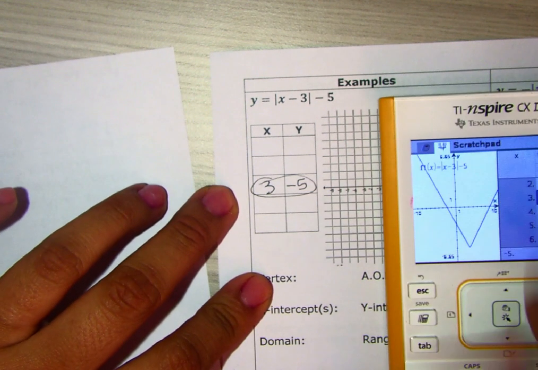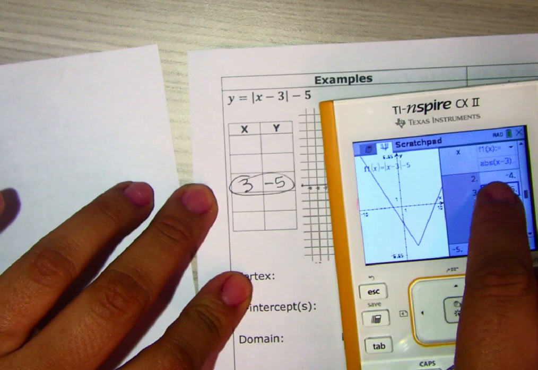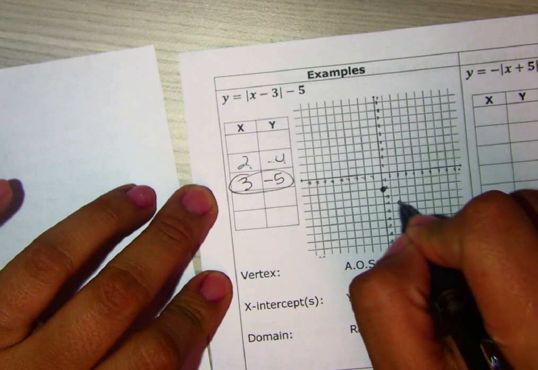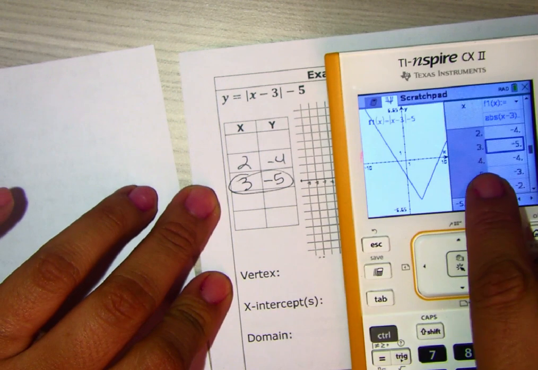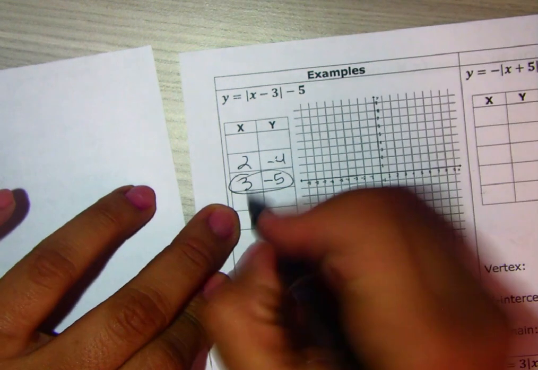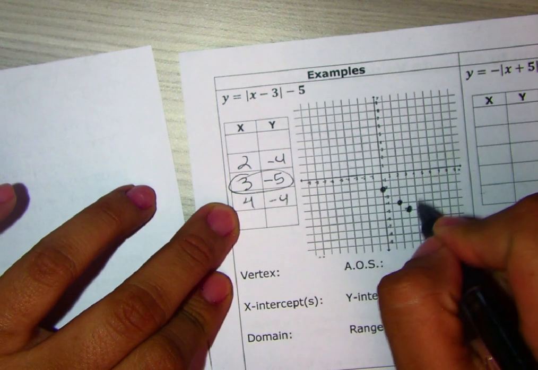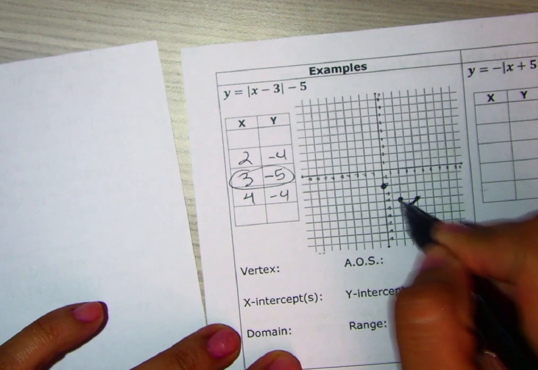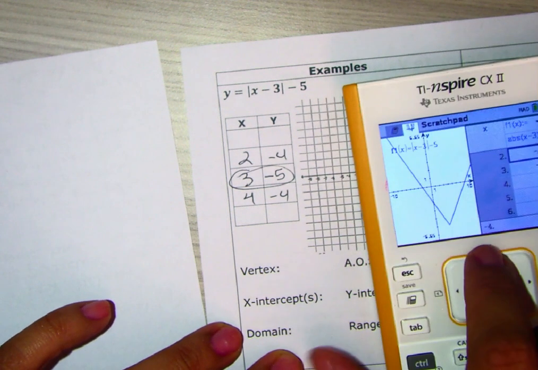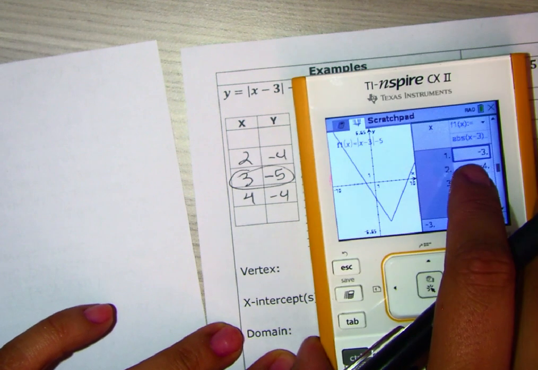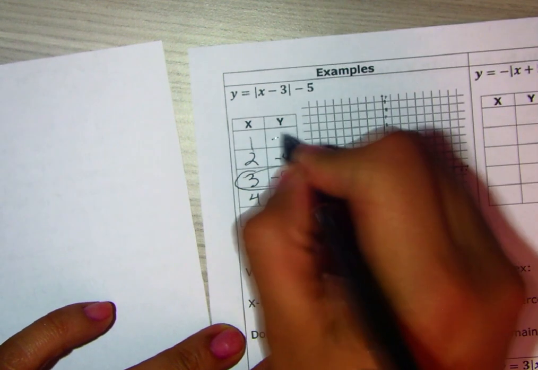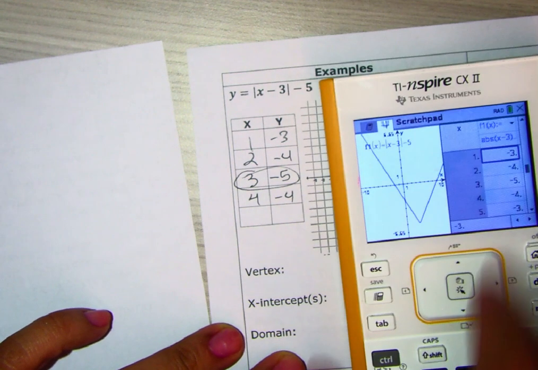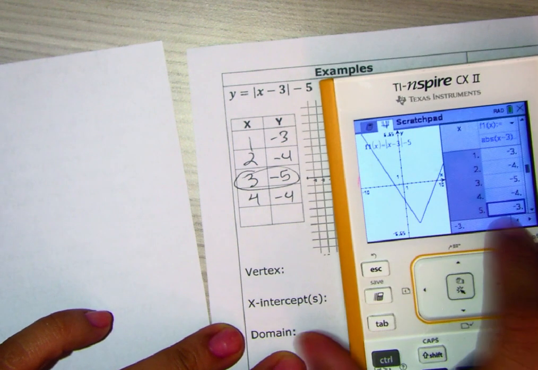And then above that, I have (2, -4), and below that, I have (4, -4). So as you can see, it already created that V. And then above that, I have (1, -3), and then below that, I have (5, -3).